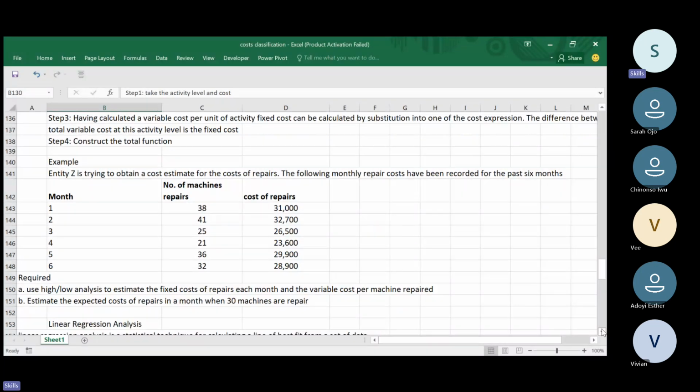So this is what you are required to do: use high and low analysis to estimate the fixed cost of repairs each month and the variable cost per machine repair. To use the high and low, we said the first thing you will identify is the highest and the lowest. So look at the number of machine repairs. At which one do we have the highest?